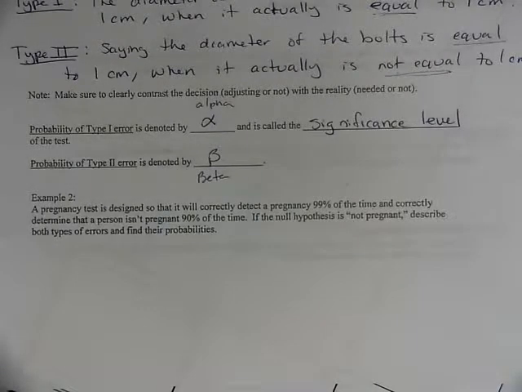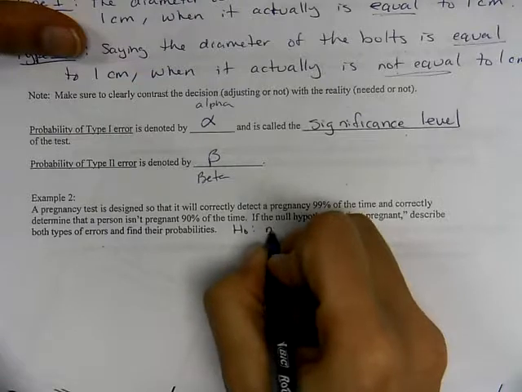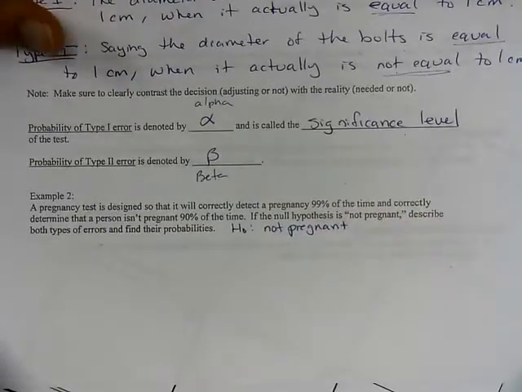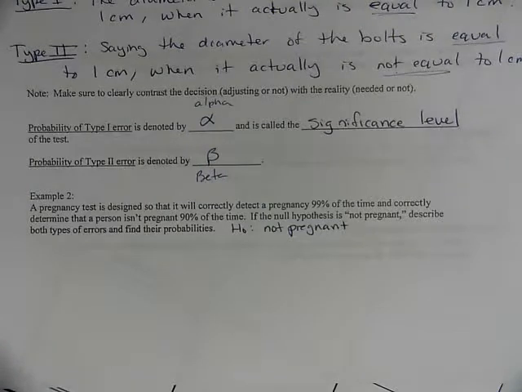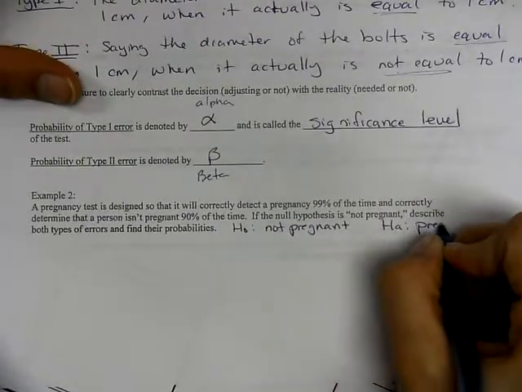So for me, it's always helpful to make sure I write out the H0 and the Ha. So again, our null hypothesis is that you're not pregnant. Remember, that's what you're assuming to be true. Although I don't know why you take a pregnancy test if you think you're not pregnant. Whatever. The alternate, again, would be that you're pregnant.